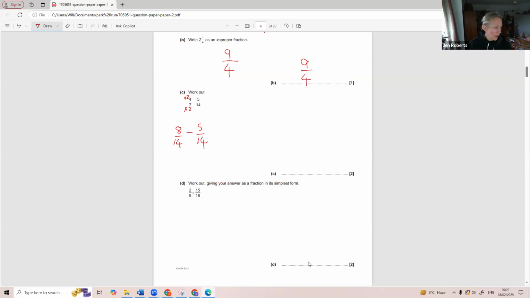Now we can subtract these fractions because we've got a common denominator. Subtract your numerators, leave your denominator the same.